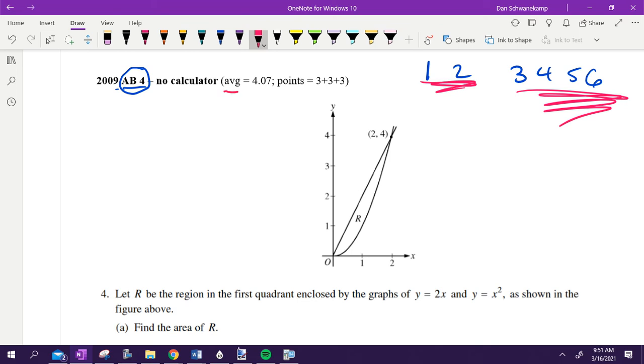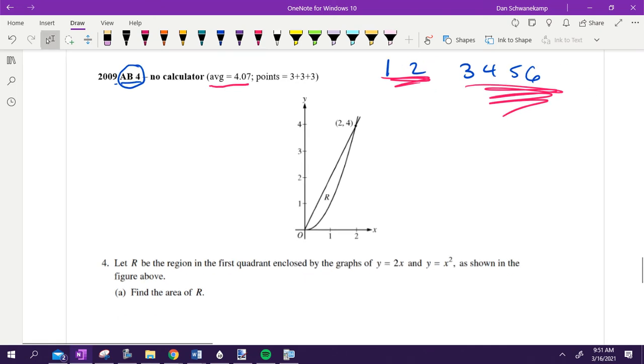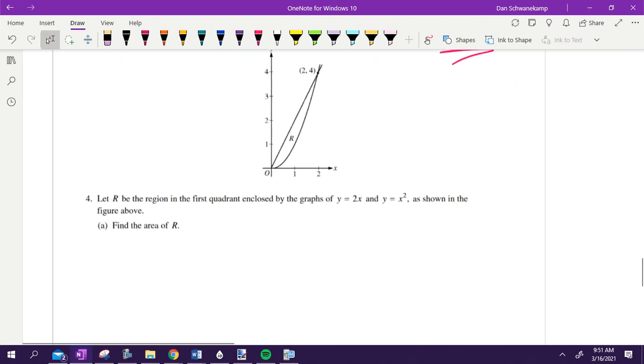Okay. The average score on this one in 2009 was a 4.07. That's really high. All right. 4.07 is high. Anything above about a 3.3 is a really high score. So this one, in theory, is easier. We'll see how easy it is for us, but let's look. Each question is worth 3 points.